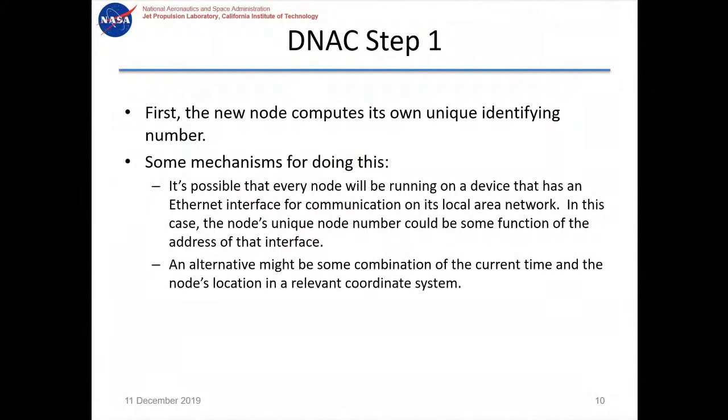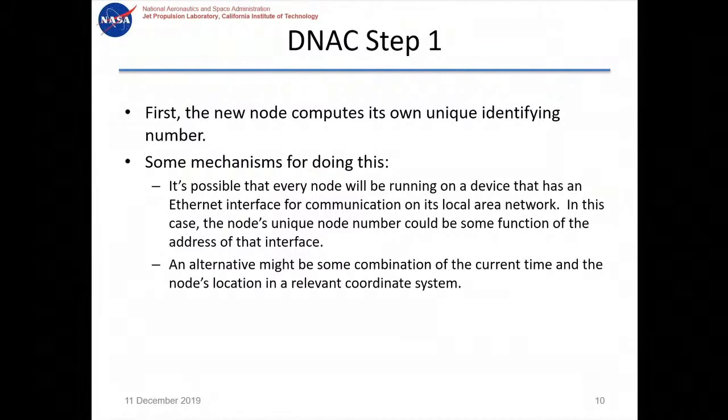So, given all that infrastructure, here's what we're proposing we might be able to do by way of delay-tolerant network auto-configuration. I think there are 6 steps in what I've written up here. The first step is the new node needs to compute its own identity, which in the spaceflight DTN world anyway, would be a new node number. And there are a number of ways you can imagine doing that.